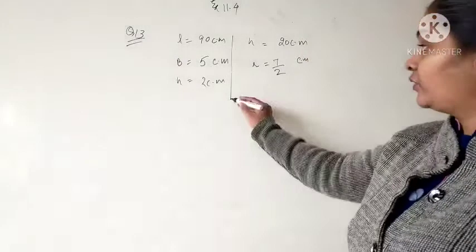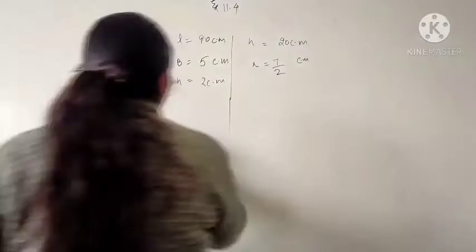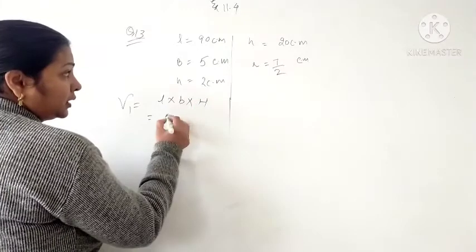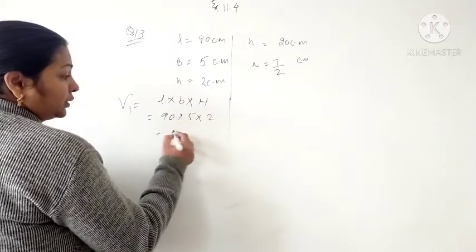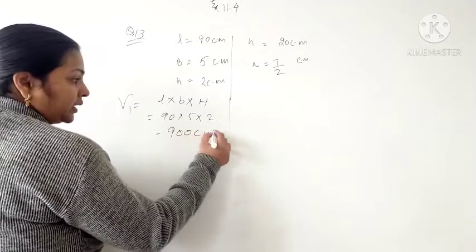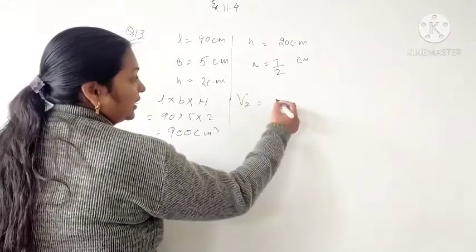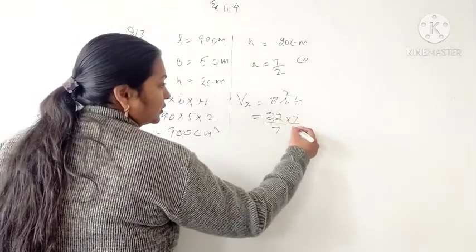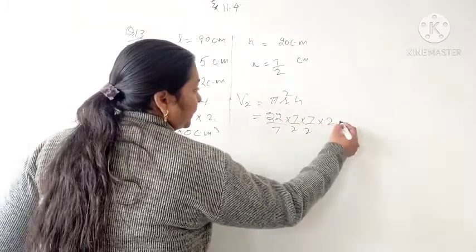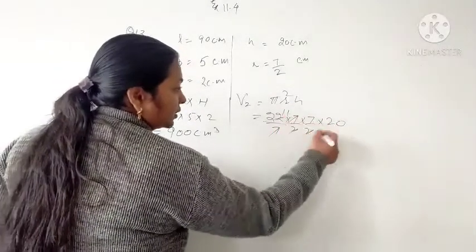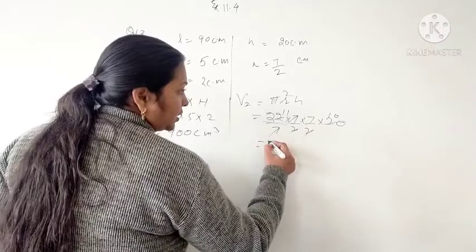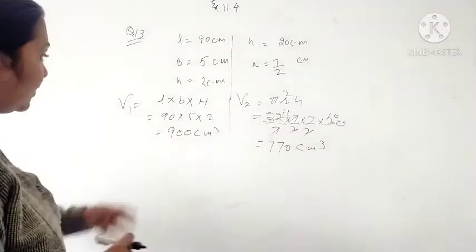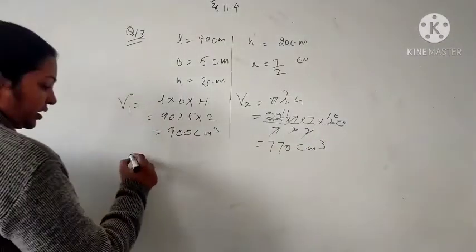Now we need to find the volume of both the figures. Volume of cuboid will be equal to length into breadth into height. 90 into 5 into 2, that will be 900 centimeter cube. And volume of the cylinder will be pi r square h. Substitute the value. Solve it. It will be 770 centimeter cube. Easily you can see that volume of cuboid is greater.